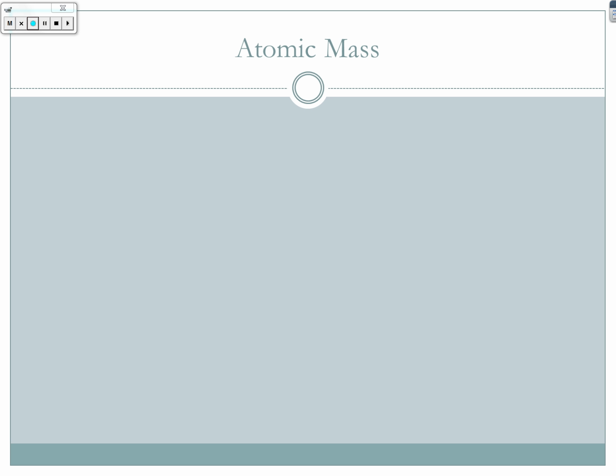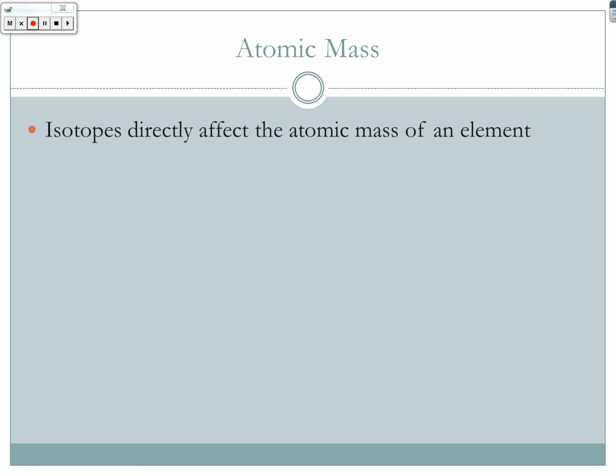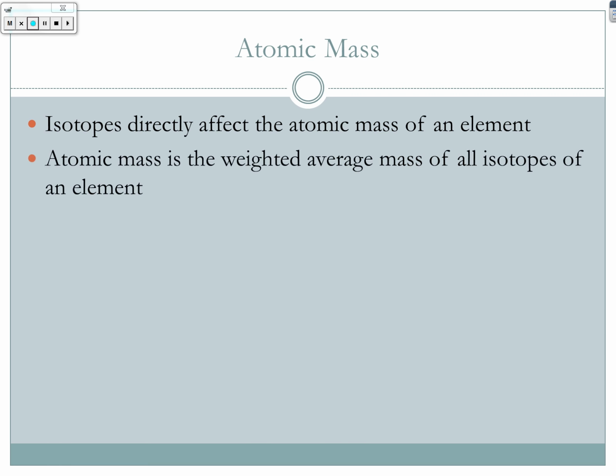Sorry, guys. So we talked about atomic mass and that isotopes directly affect this. This is because atomic mass is the weighted average mass of all isotopes of an element. We talked yesterday that it was the weighted mass of all atoms of an element. What I really meant was that it's the weighted mass of all the different isotopes that you can find in an element. And since atomic mass is made up of the number of protons and neutrons, the mass part of an element is primarily made up of protons and neutrons because electrons are so small.